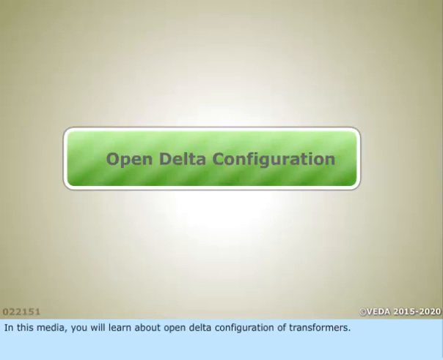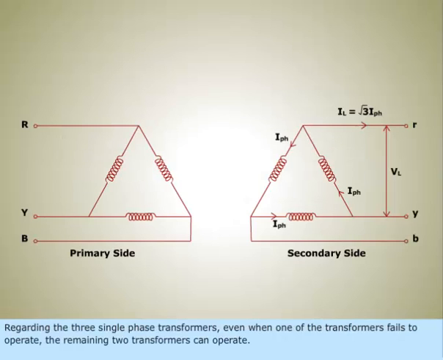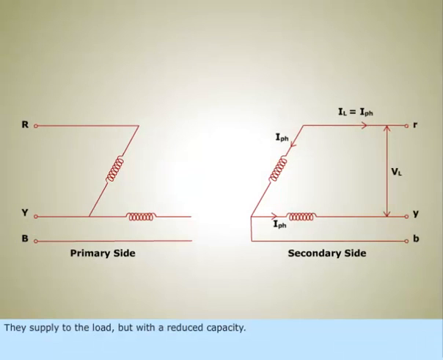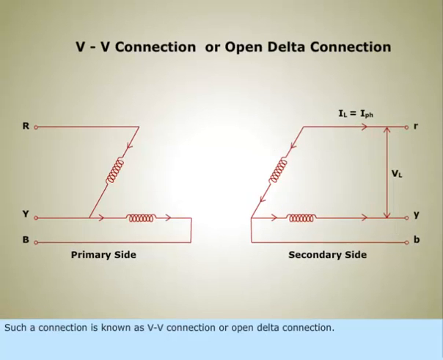In this media, you will learn about open delta configuration of transformers. Regarding the three single-phase transformers, even when one of the transformers fails to operate, the remaining two transformers can operate. They supply to the load, but with a reduced capacity. Such a connection is known as V-to-V connection or open delta connection.